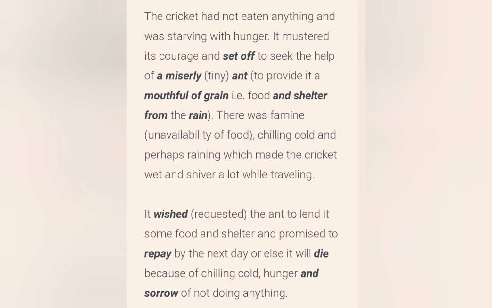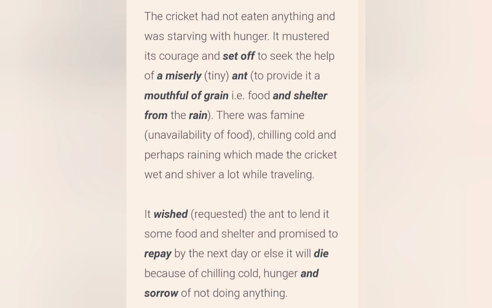And why did he set off or go to the miserly ant? Because he knew that the ant may provide him a mouthful of grain, that is food. And he also wished that the ant would also provide him shelter from the rain. There was famine. And what is famine? The unavailability of food, right? Chilling cold and perhaps raining, which made the cricket wet and shiver a lot while traveling. Understand? He was not having anything to eat.